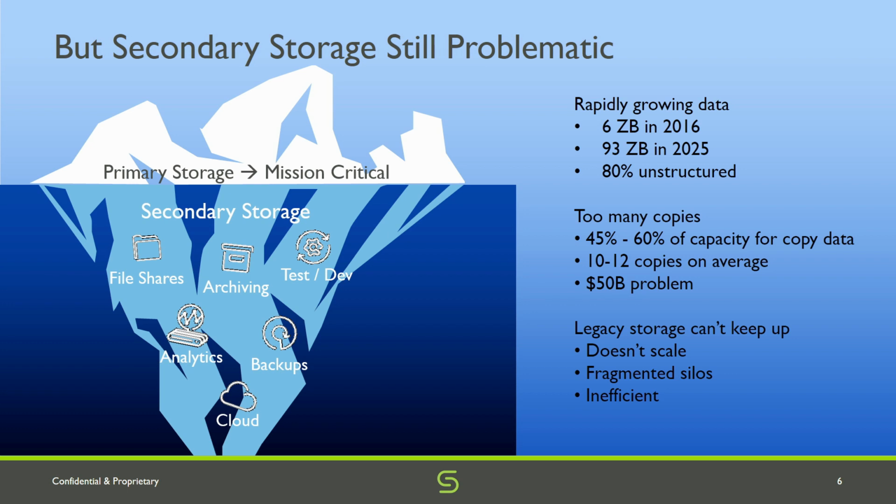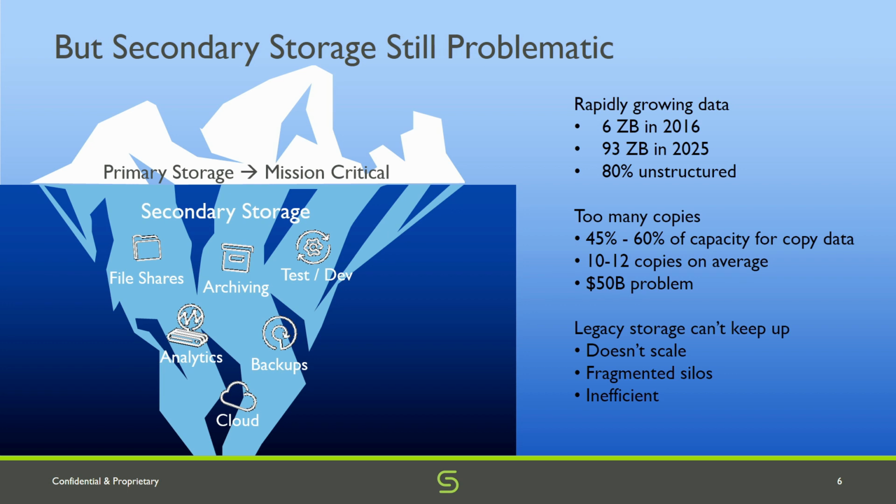That is extremely inefficient. According to analysts, that's a $50 billion problem. So $50 billion being spent just on keeping redundant copies of data. And the big issue is that legacy isn't keeping up. The problem with legacy storage is that it doesn't scale out, right? If you're looking at a Data Domain appliance, for example, it's a standalone appliance. It doesn't scale out. You run out of capacity. You've got to do a forklift upgrade, bring in a new appliance, very inefficient.